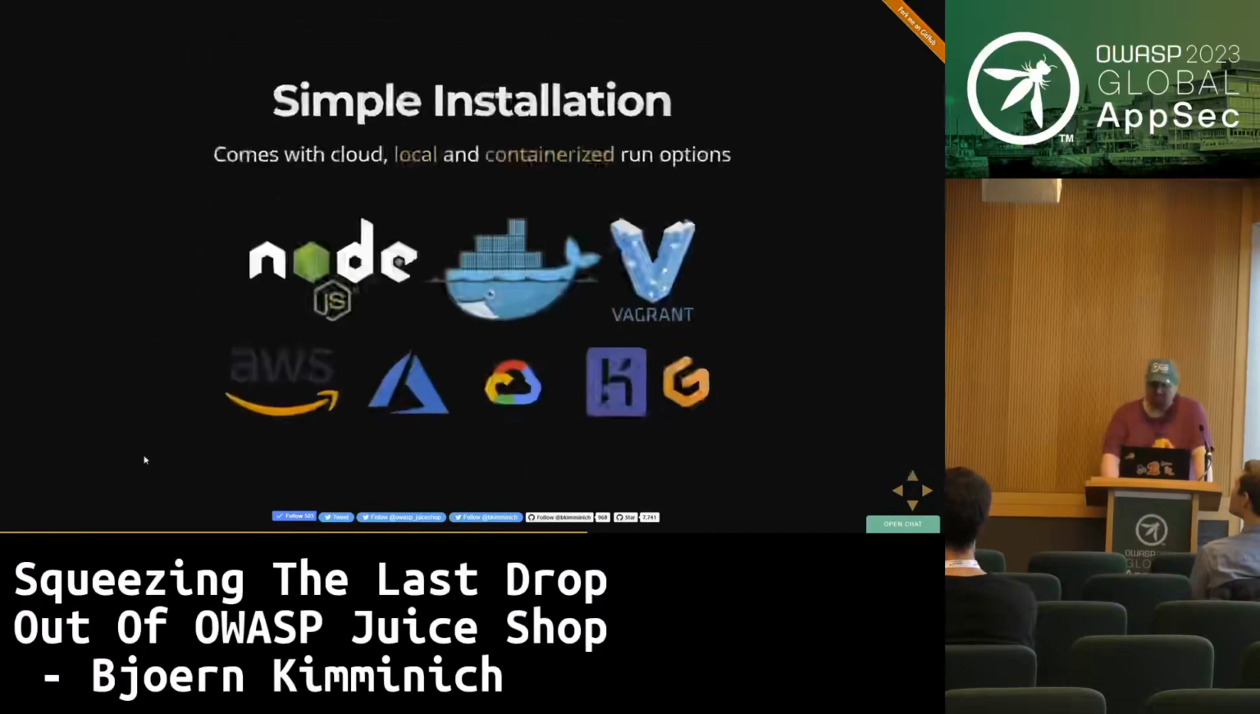So that's why it's so easy to run anywhere. If you have Node.js on your machine, you can probably get it running in no time. Downloading all the dependencies is probably the slowest part. And Juice Shop has a lot of dependencies, and it has a lot of broken dependencies. You can run it locally in Docker. You can run it in Vagrant if you're into that. And for all major cloud providers, we also have instructions.